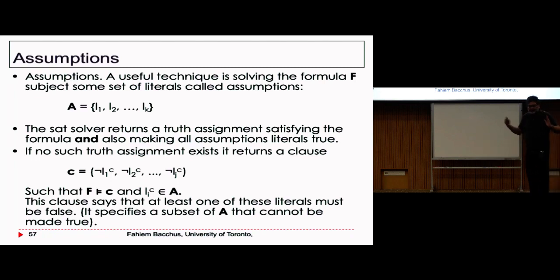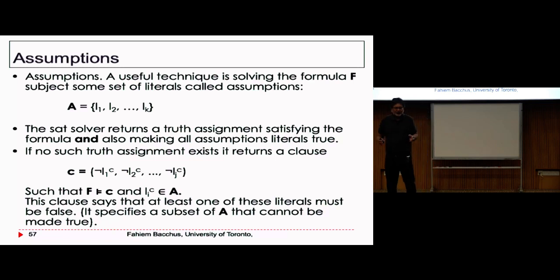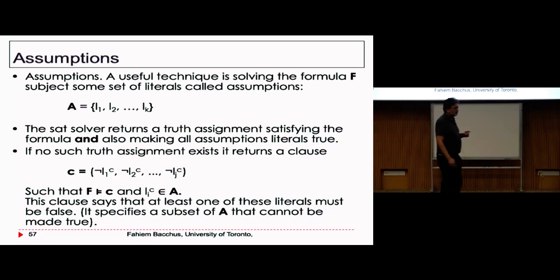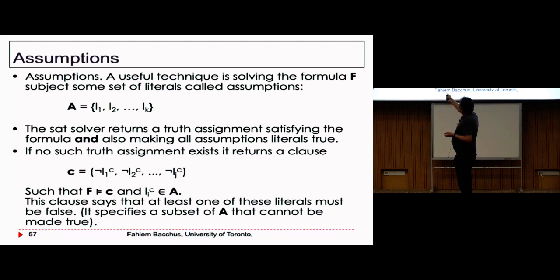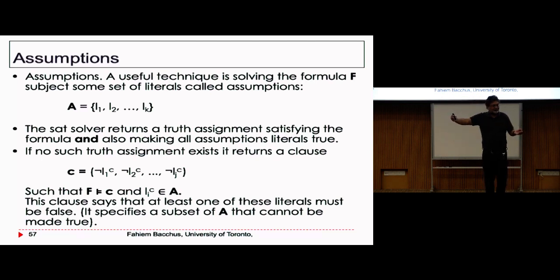set of assumptions, which are a set of literals, and I want the SAT solver to produce a satisfying assignment that makes those literals true. So it satisfies all the assumptions, or if it cannot satisfy the assumptions and the formula as well, I want it to produce a clause which is the negation of some of those literals. In other words, this clause is saying, I wanted to satisfy all of those literals, no, you can't do that, because at least one of this subset must be false, according to the formula that I have.